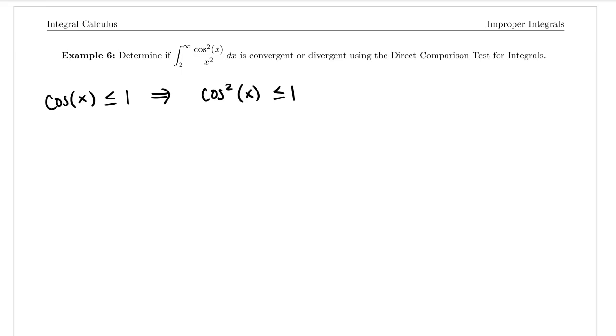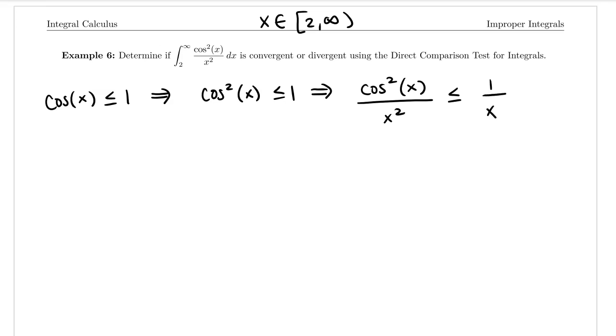Now, notice that we're integrating on the interval from 2 to infinity. So in other words, x exists in the interval from 2 to infinity. So this inequality implies, if I divide by x squared, which is going to be a positive number, my inequality symbol is not going to change. So this is still going to be a true statement.